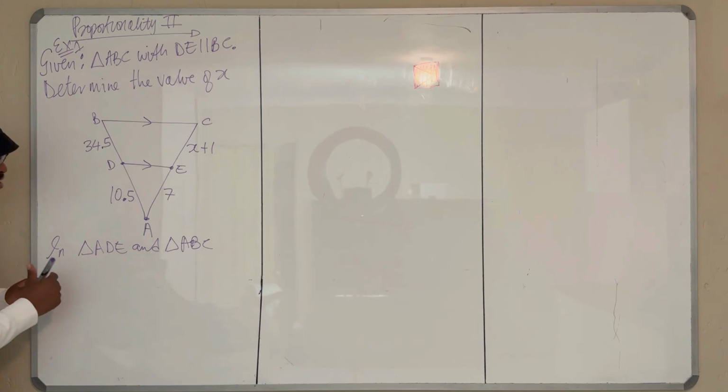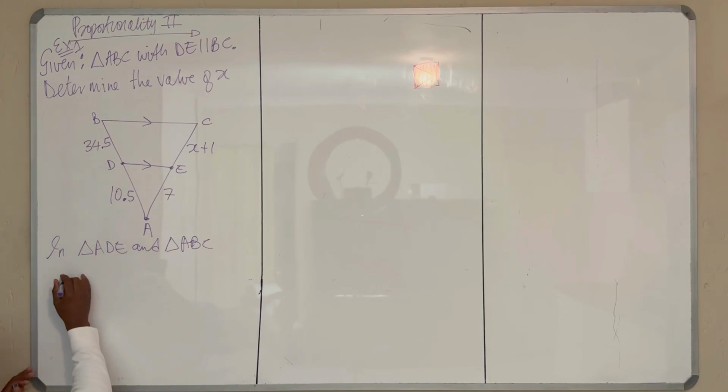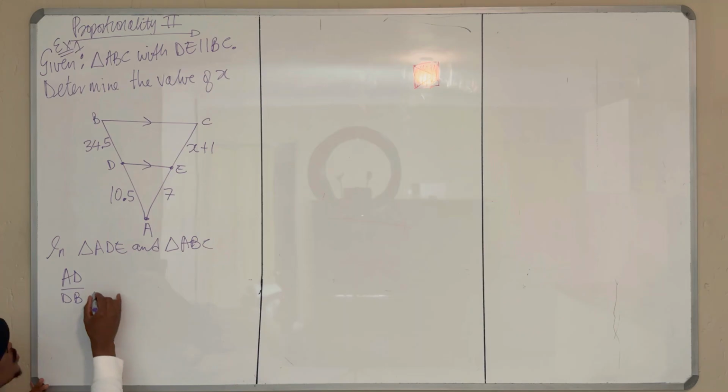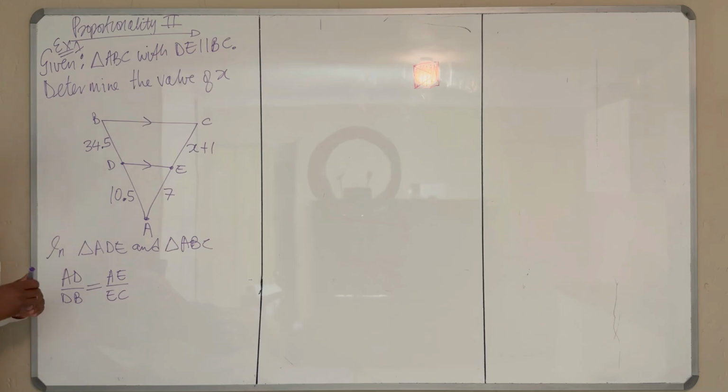So if you look at these 2 triangles, you can say your AD over your DB is equal to your AE over your EC. Do you see this?